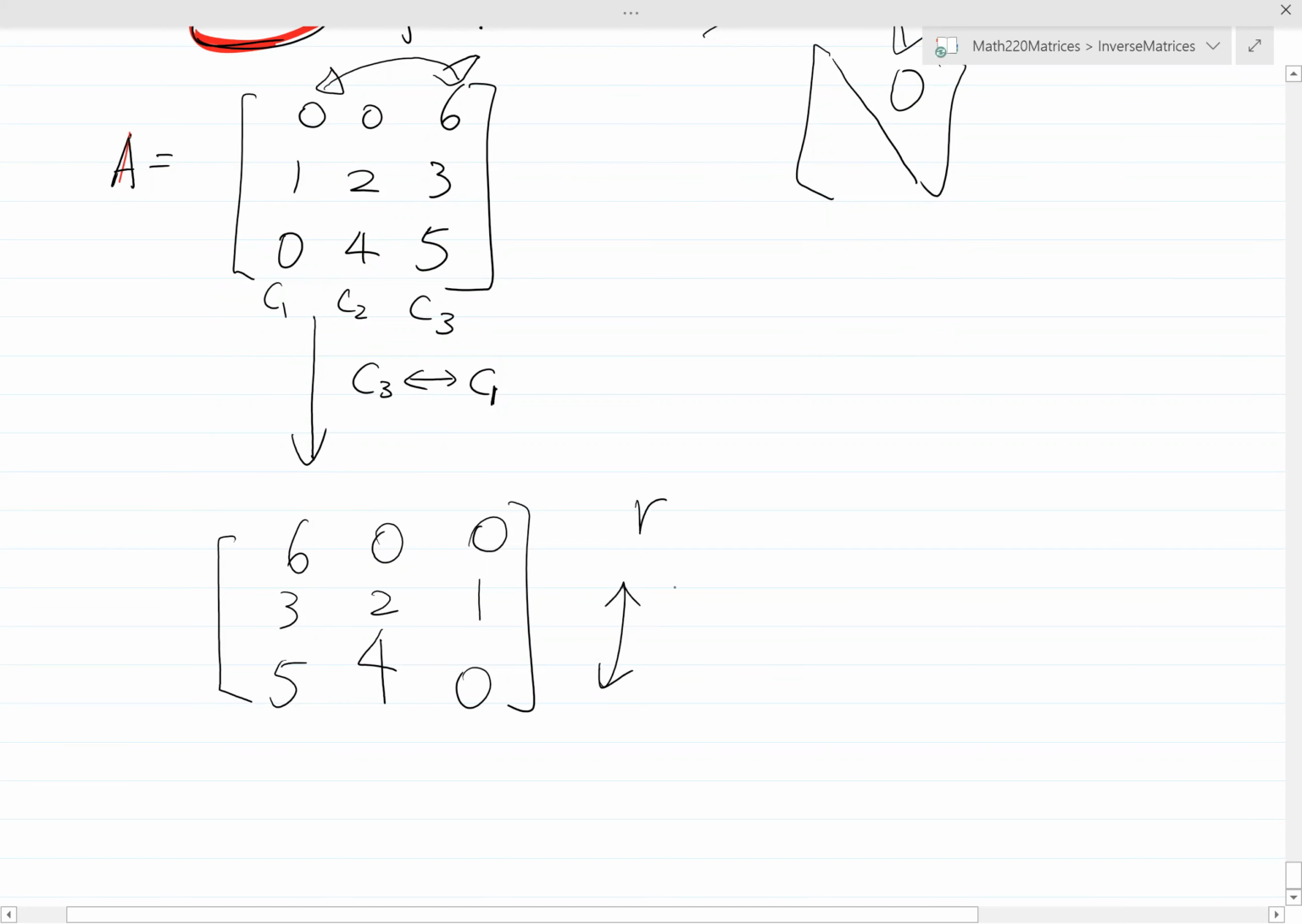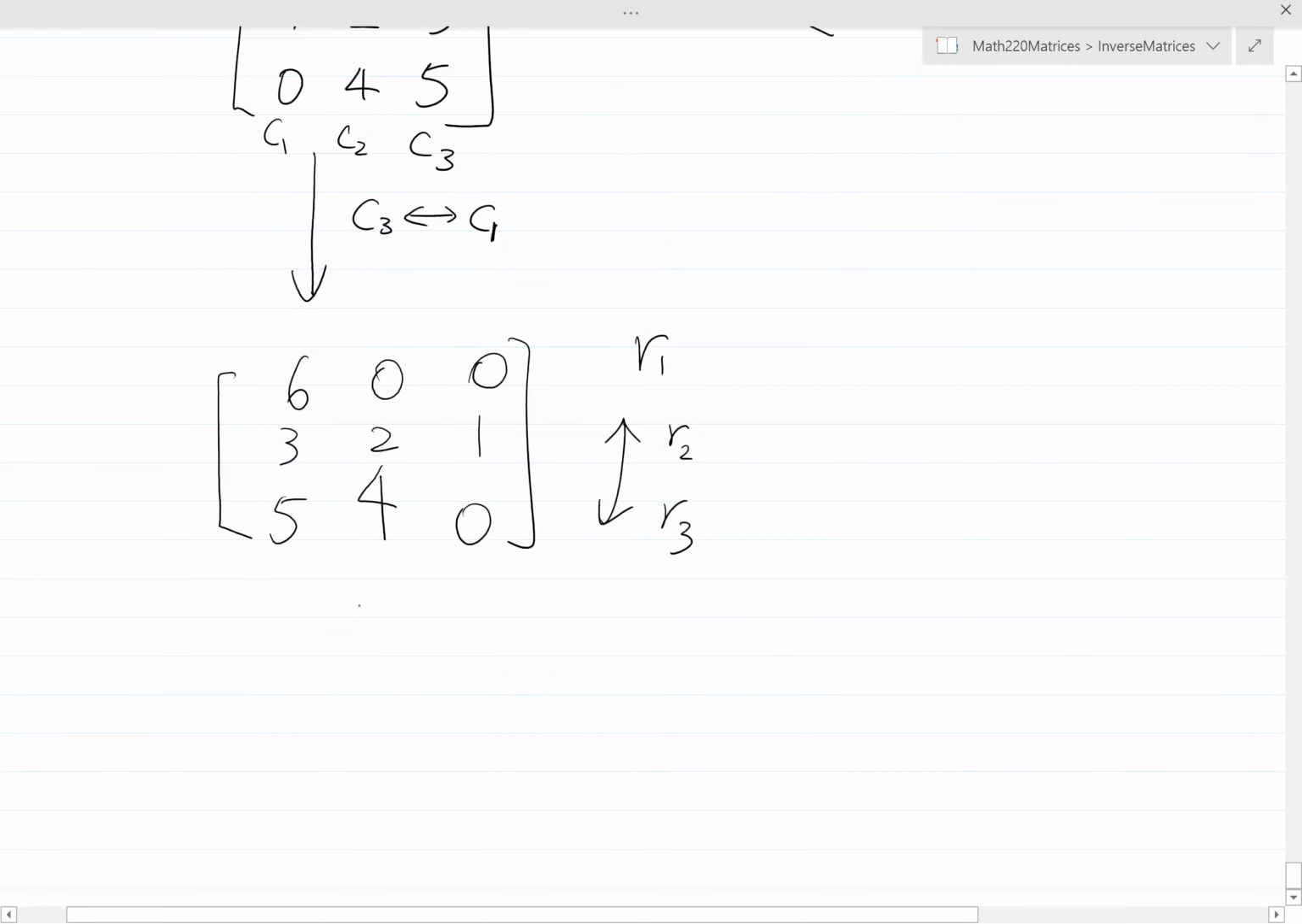So this is R1, R2, R3. So we switch R1 with R3. This can be achieved by a permutation. Okay? Now we do row operations. So this time when we do row operations, we multiply the permutation matrix on the left.